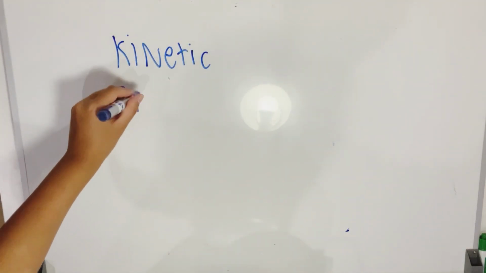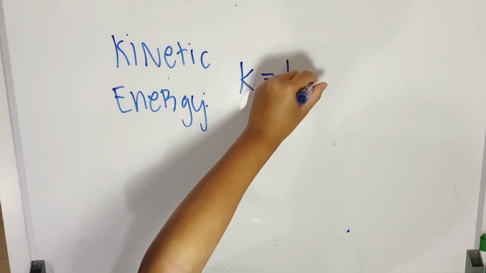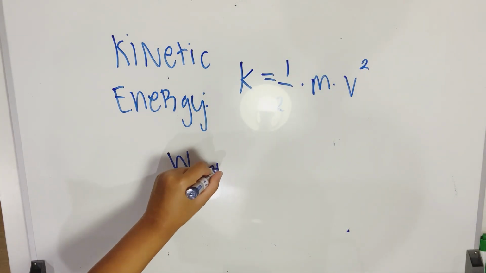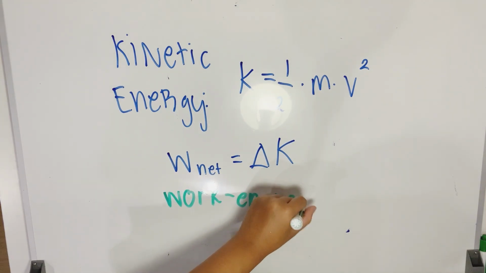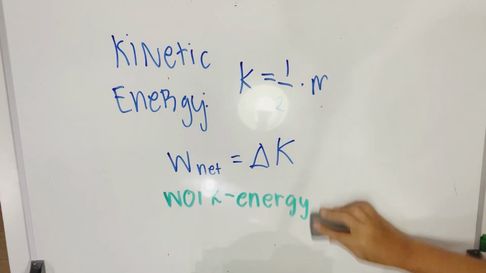Now let's write down the formula of kinetic energy. K equals 1/2 times m times v squared. Alternatively, one can say that the change in kinetic energy is equal to the net work done on an object or system. This is the work and energy theorem.